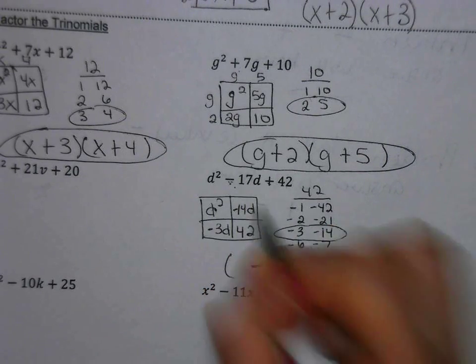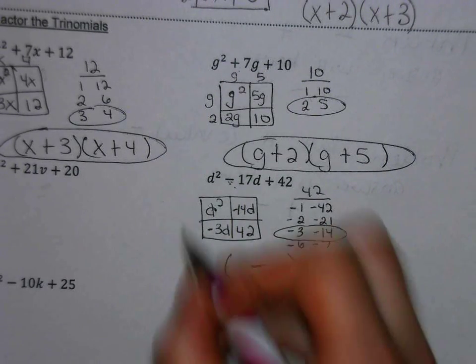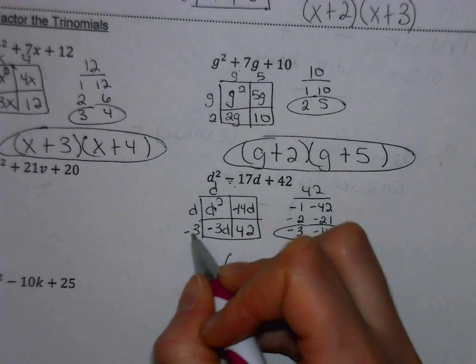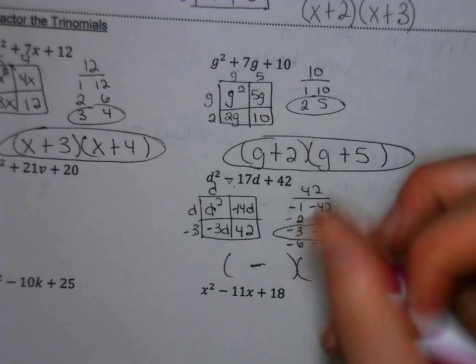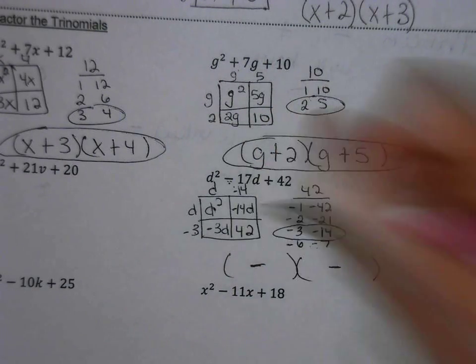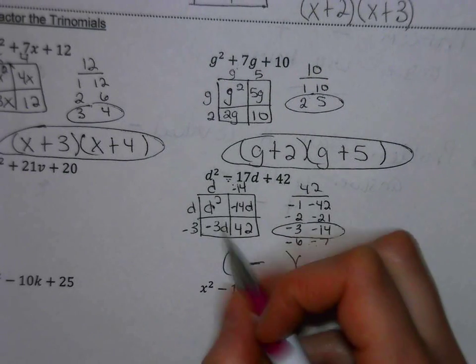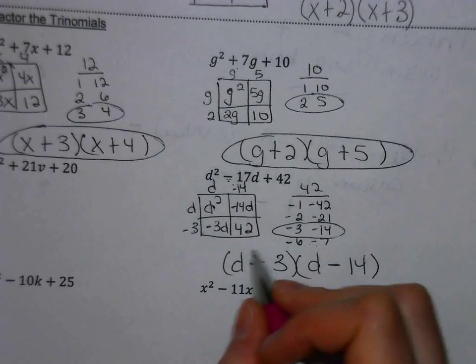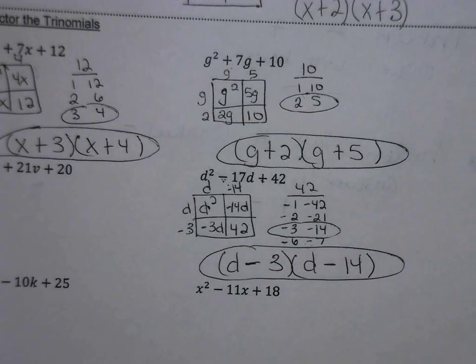So that means d times d is d squared. Negative 3 times d is negative 3d. And negative 14 times d is negative 14d. So we have d minus 3 and d minus 14 is our answer. Let's look down here at this next problem.